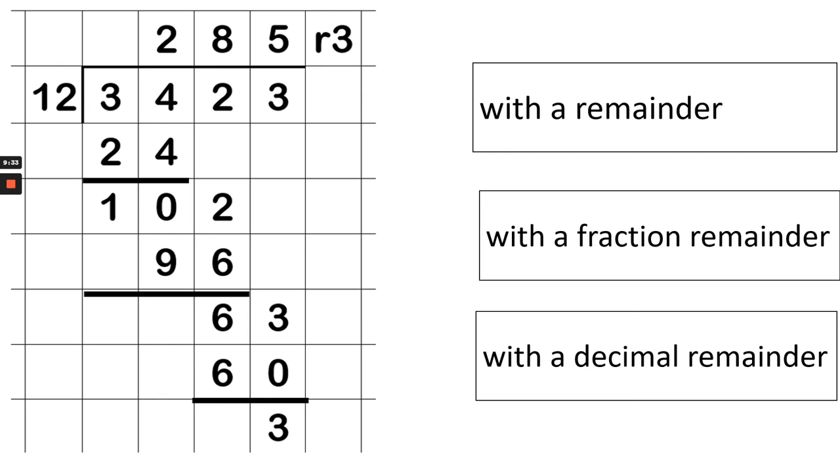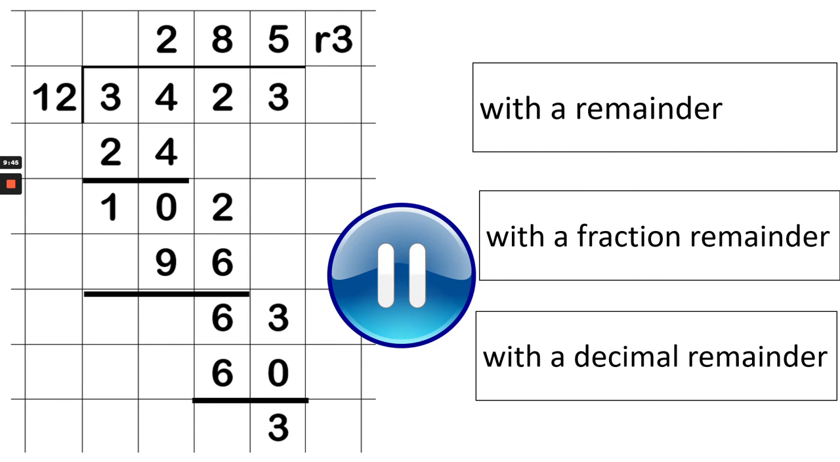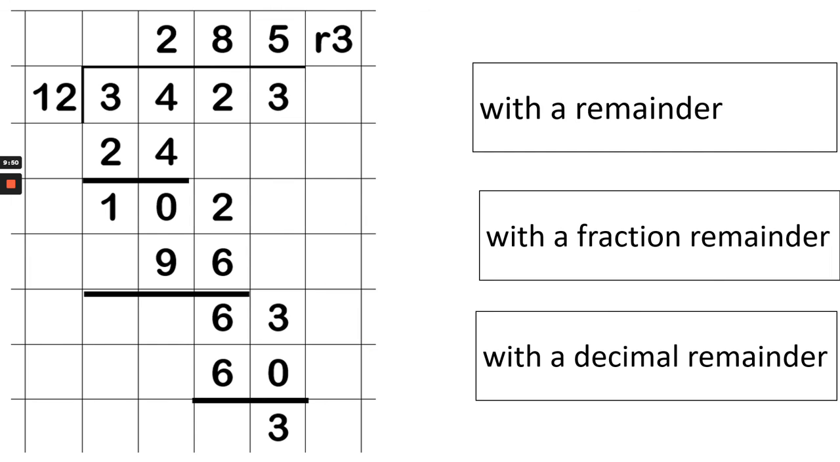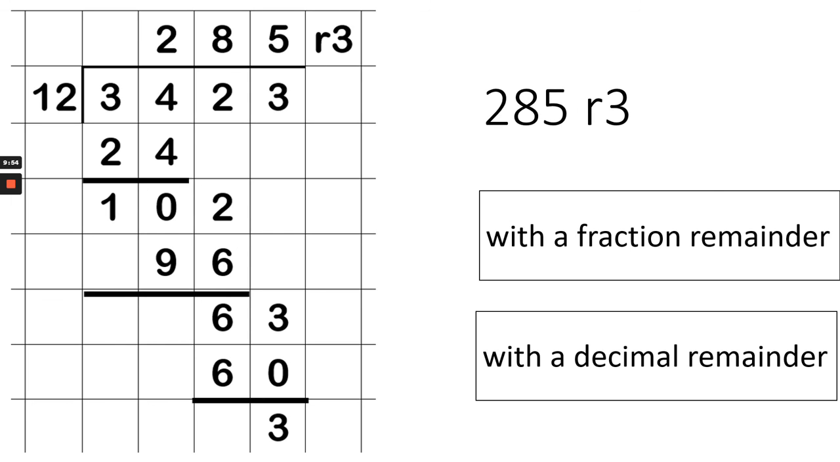All right, as always, let's try and write this answer using a remainder, a fraction remainder, and a decimal remainder. 285 remainder 3. Off you go. All right, let's have a look. With a remainder, it stays as 285 remainder 3.